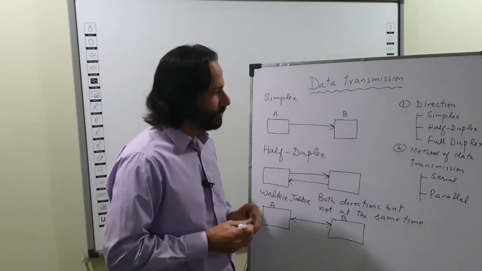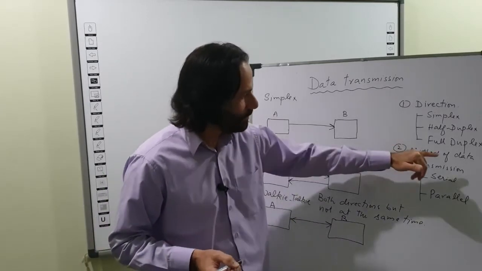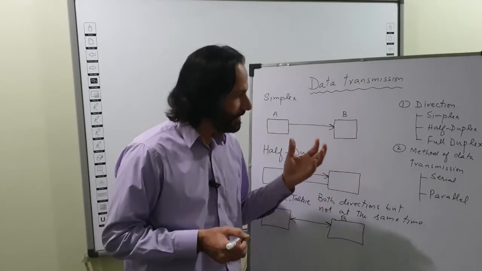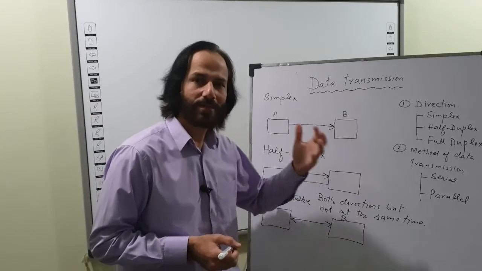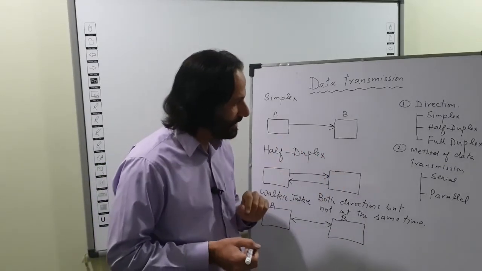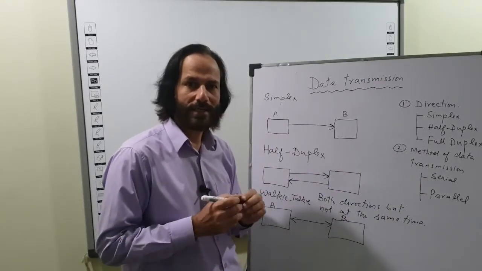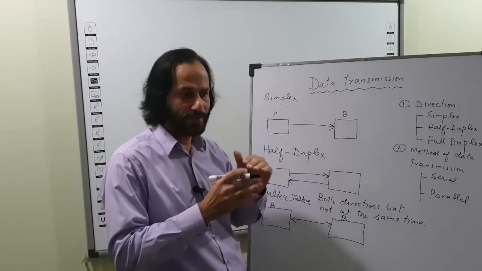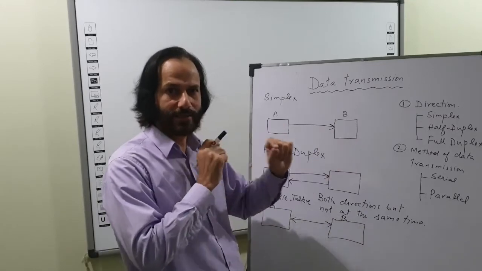The next factor, the second factor, was the method of data transmission. In this second factor, we will discuss how many bits can be transmitted at a time. As far as serial data transmission is concerned, we can send one bit at a time. A stream of bits is sent using a single wire, a single channel.